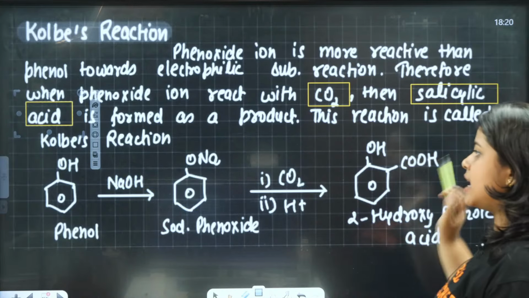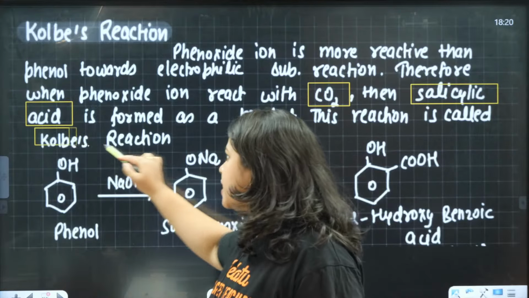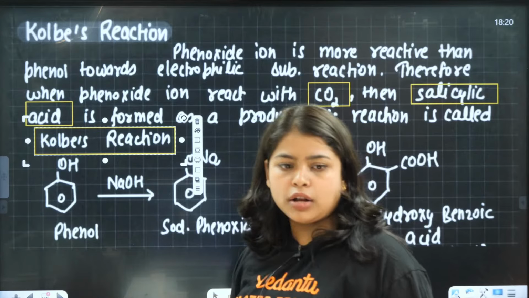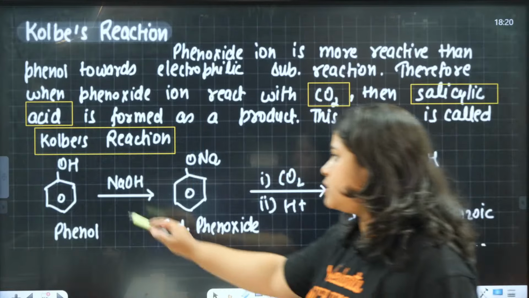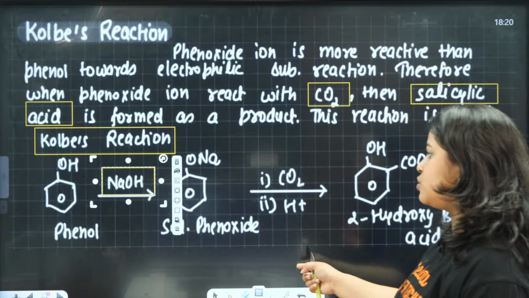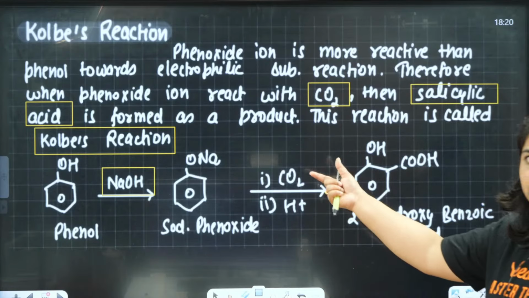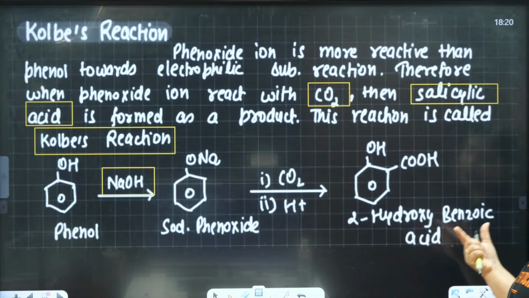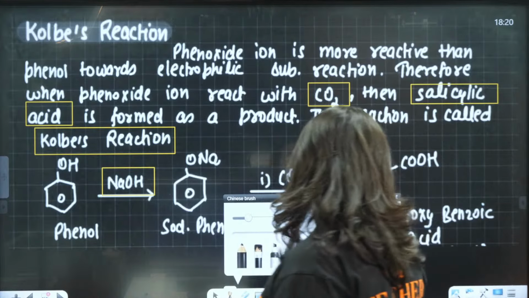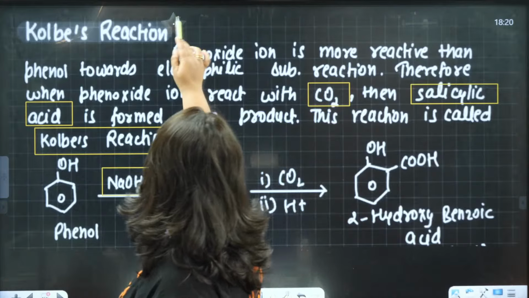So this reaction is actually called as what? Kolbe's reaction. ಅದಕ್ಕೆ ಏನಂತ ಕರೀತಾರೆ? Kolbe's reaction. Clear? So that is, phenol is getting reacted in the presence of NaOH. We are going to get sodium phenoxide. In the presence of CO2 and H+, we will get 2-hydroxybenzoic acid. 2-hydroxybenzoic acid. Clear? So this is also a very important reaction.